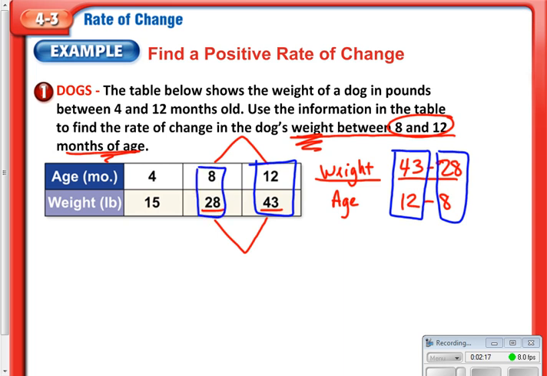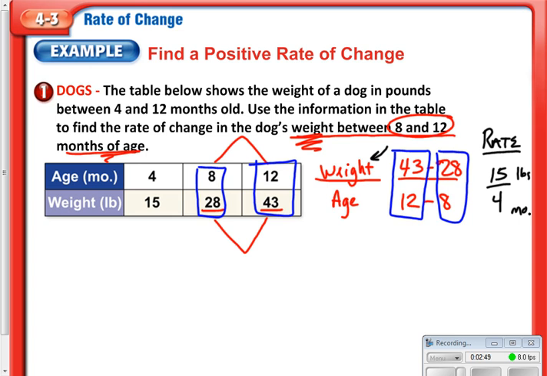So we go ahead and figure out our difference here. The rate that we have would be 43 take away 28, giving us 15, and 12 minus 8 giving us 4. So the rate is 15 over 4. And basically what that is saying is this top 15, remember, is talking about weight. So 15 pounds, and age is 4 months. So the rate of change is 15 pounds per 4 months.